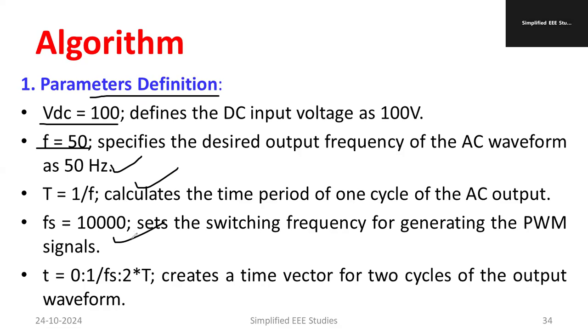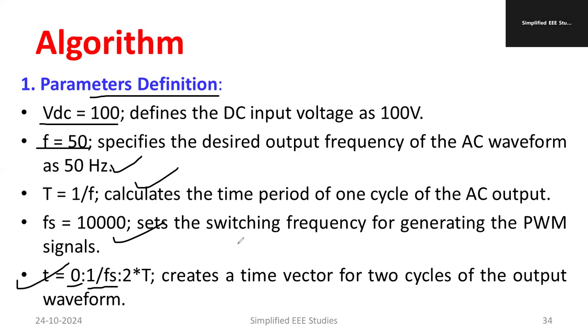Even I can go for 100 kilohertz also, there is no problem. So this is 10 kilohertz. Then create the time vector for two cycles of the output waveform, that is starting from zero, then we mention the time period, then complete cycle 2T.